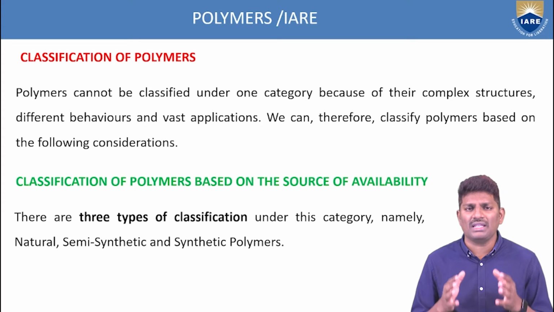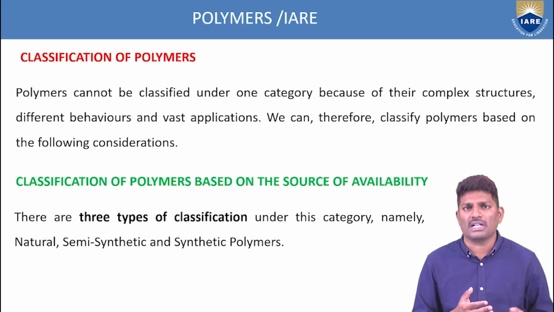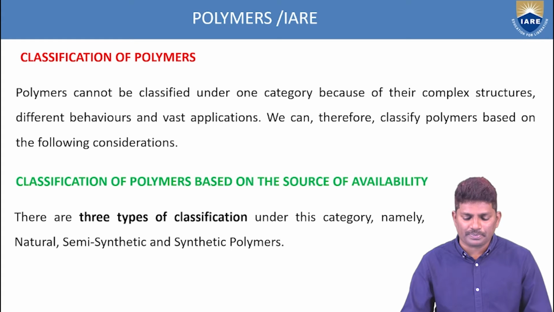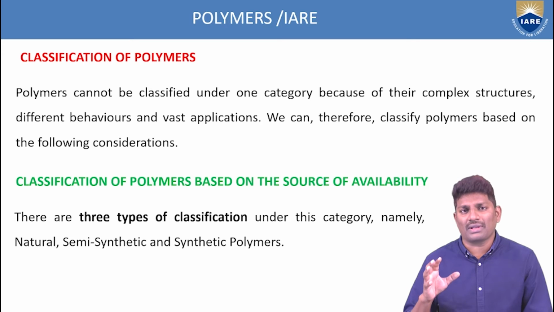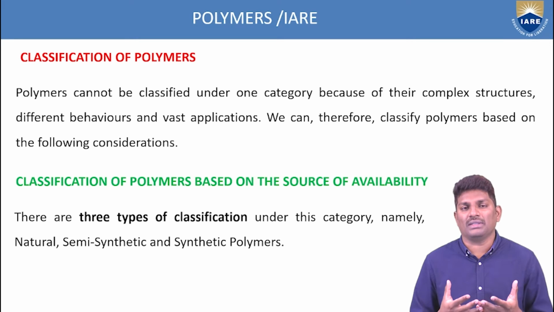So because of these three things, it is not easy to categorize the polymers into one specific characteristic. So that's why we are trying to categorize these based upon different categories. First of all, the first category: how we are trying to classify, meaning classification of polymers based on the source of availability. How we are getting these polymers. That is one of the basic criteria in order to classify them.